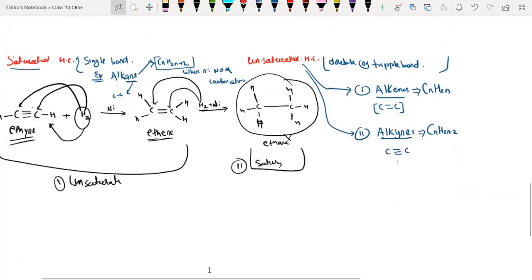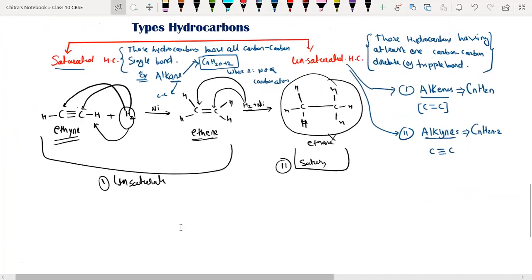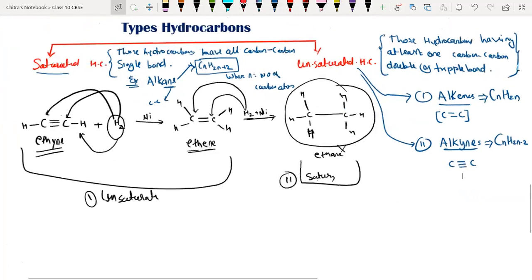No, sir. We have no doubts. Okay, wait a second. Let me zoom in a little so that you can have a clear screenshot. Take a screenshot, everyone. Done. Yes, sir.